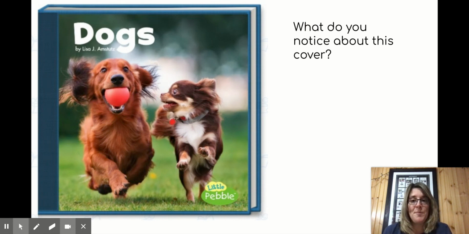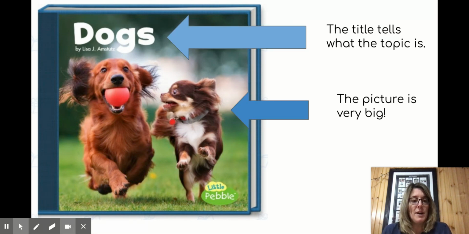Here's an example. All right, what do you notice about this cover? So if you're in class, you might want to pause it for a minute. If you're at home, pause it, take a look, and talk about what you notice about this cover. All right, this is what I noticed. Maybe this is what you talked about.